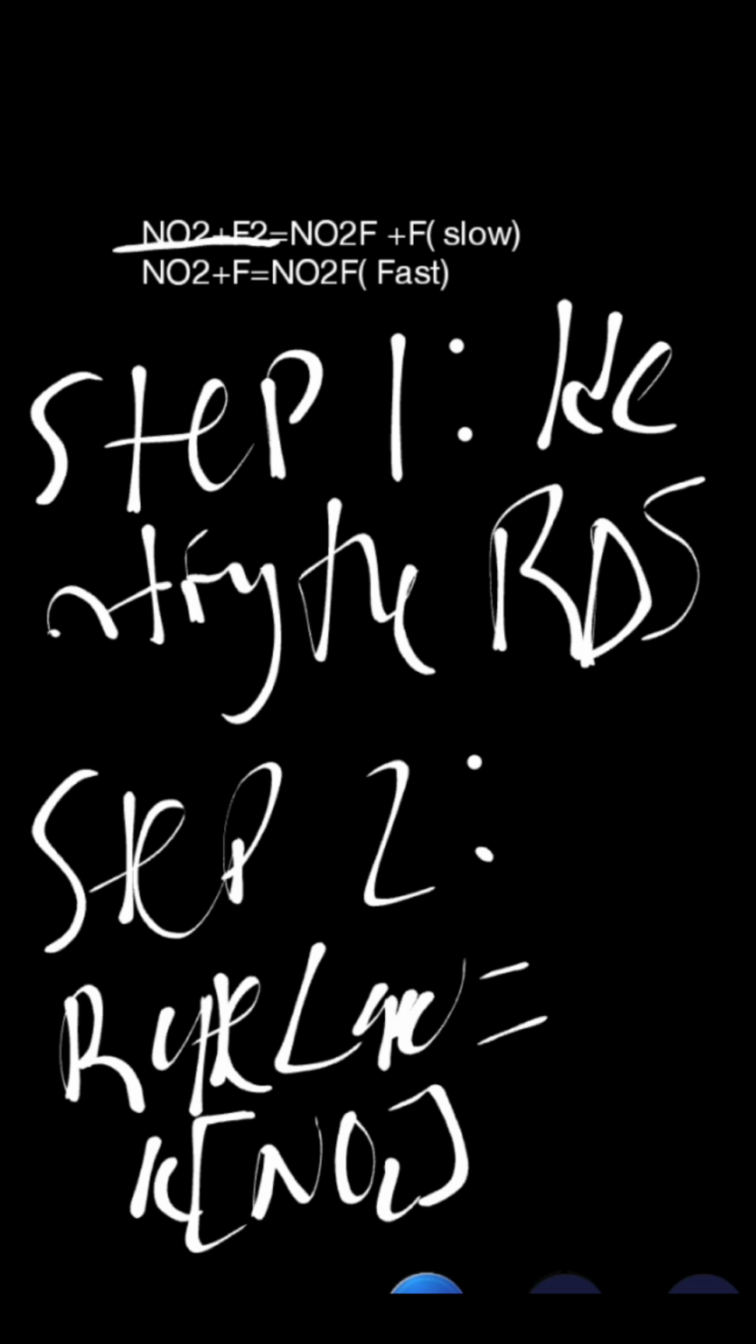So it's KNO2, then F2. So this is the rate law. Rate law for chemical kinetics, where we consider the reactants. That's what you should know. So there we go. That's the rate law.